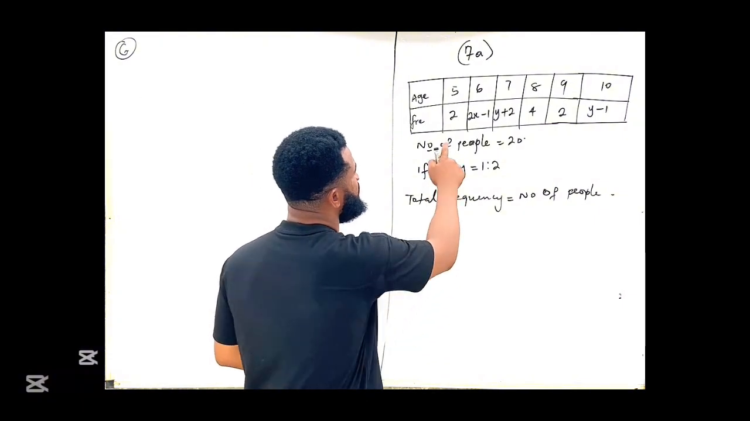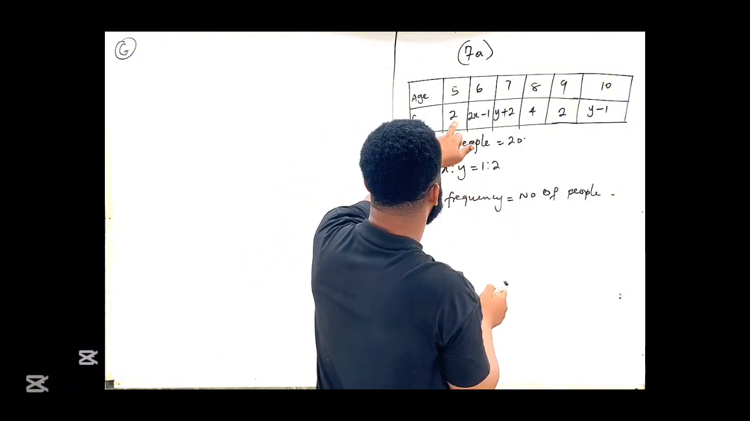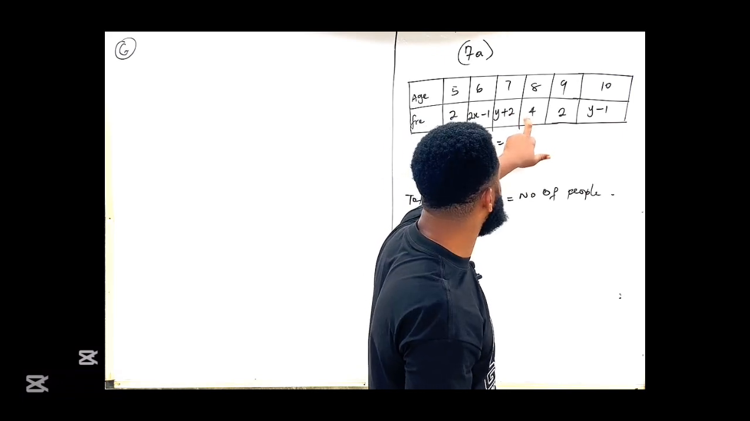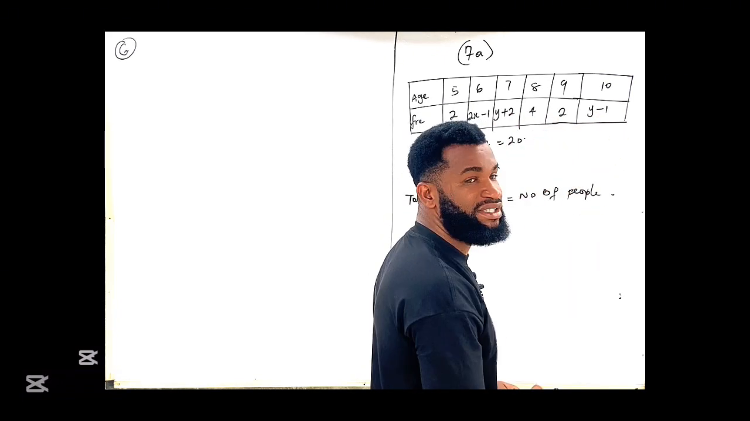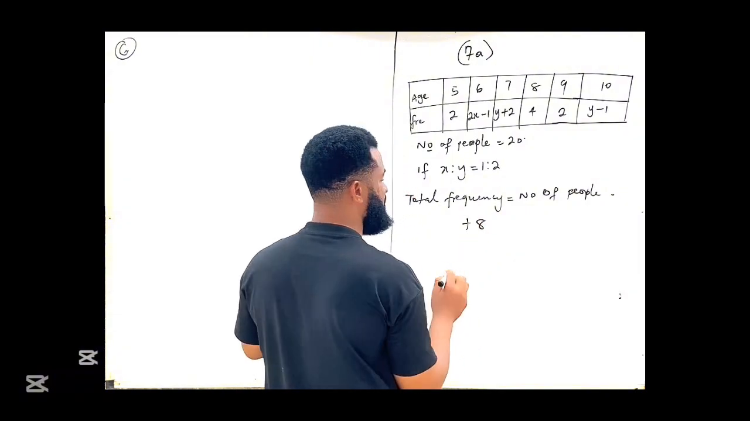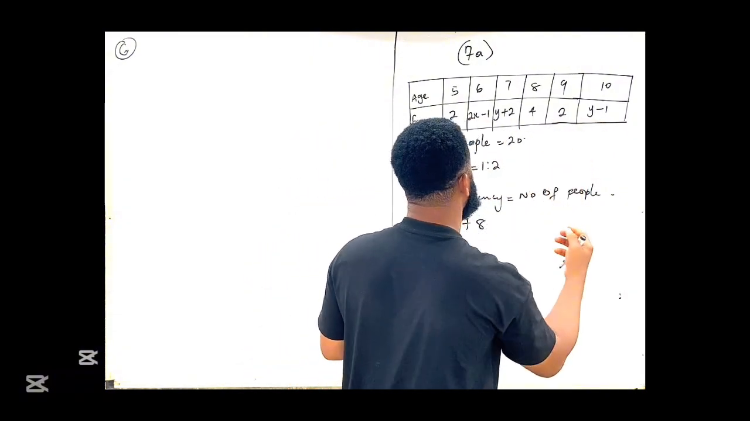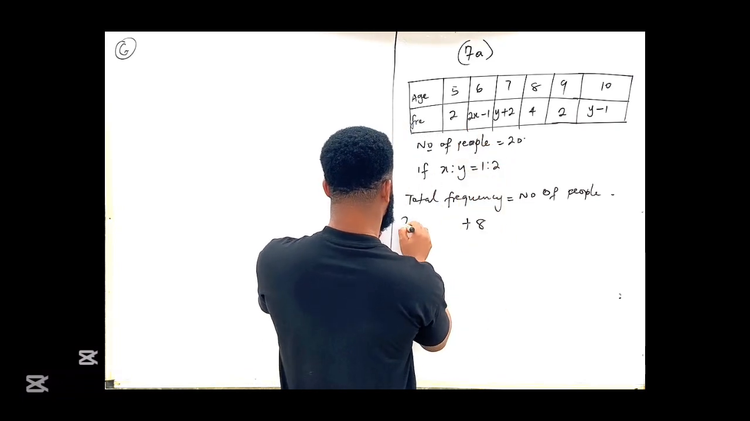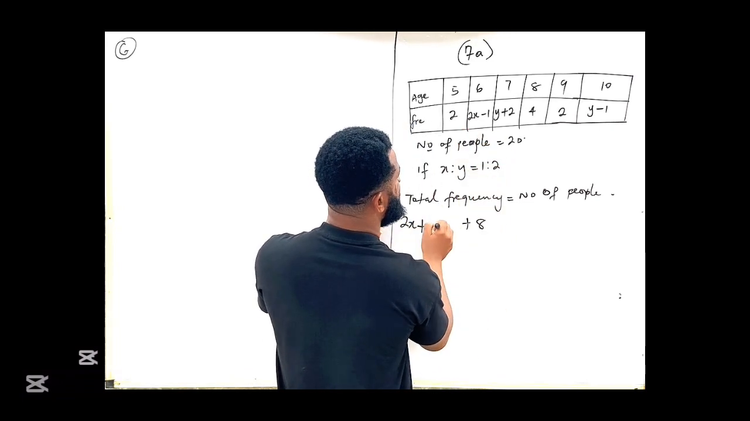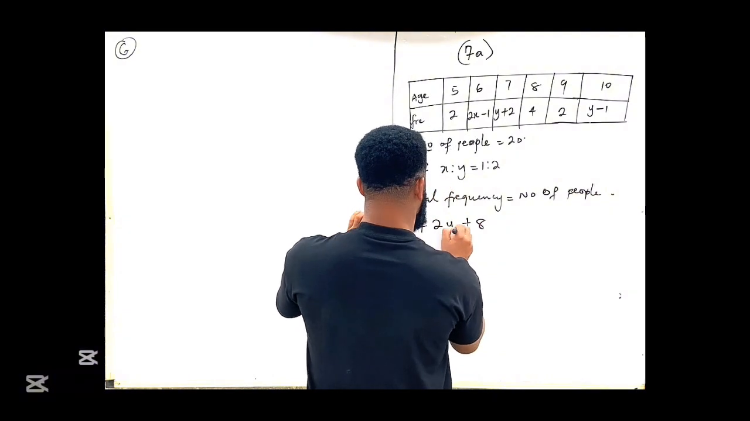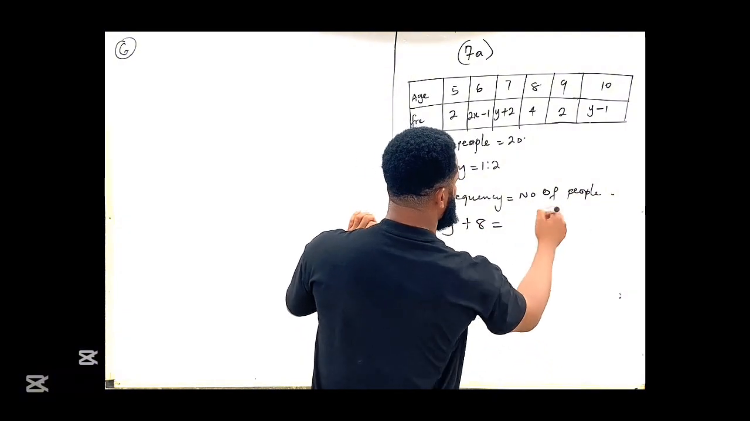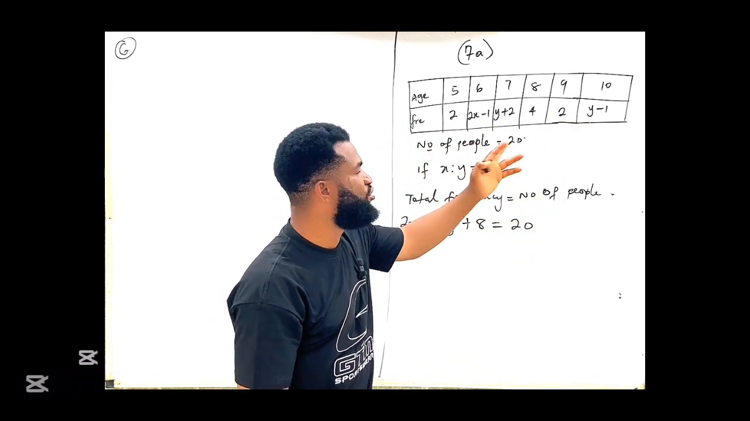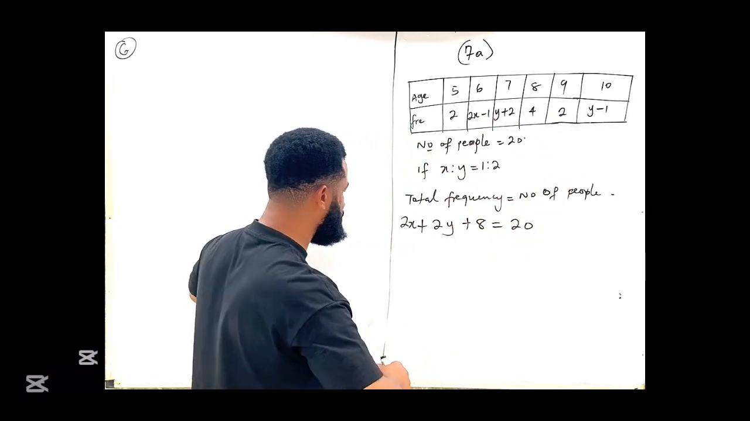Okay, so total frequency is going to be, this is 2 minus 1. 2 minus 1 is 1. 1 plus 2 is 3. 3 plus 4 is 7. 7 plus 2 is 9. 9 minus 1 is 8. So it's going to be plus 8. Remember, I will only add ordinary numbers if I add the x and y. So this is going to be 2x, plus y is going to be 2y. And everything is going to be, number of people is what? 20. So what I did was to add everything in the frequency and equate it to the number of people, which is 20.